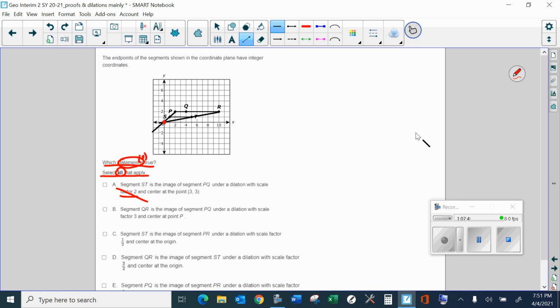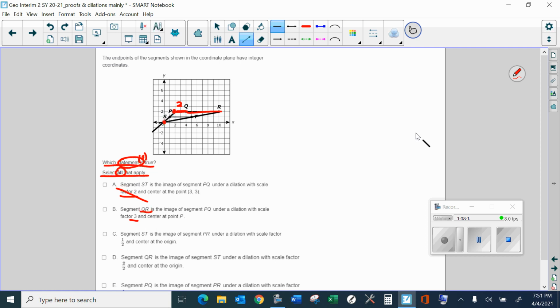Segment QR is the image of PQ. Wait a second. Segment QR. Okay, we have another one right there. Is the image of segment PQ, that one right there, under dilation with scale factor of 3, centered at P. Okay, so if that's my center, how far is it from there to there? That's 2. So it's PR 6. If PR is 6, that would be a scale factor of 3.